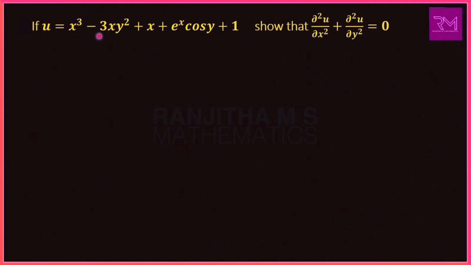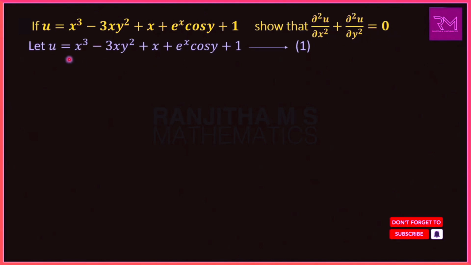If u is equal to x cube minus 3xy square plus x plus e power x into cos y plus 1, show that del square u by del x square plus del square u by del y square is equal to 0. Here they have given the function. We have to find the first order and second order derivatives, and then show that del square u by del x square plus del square u by del y square value is equal to 0.